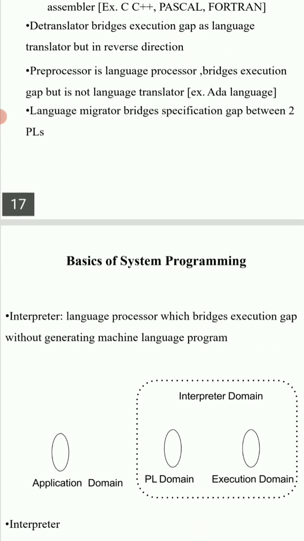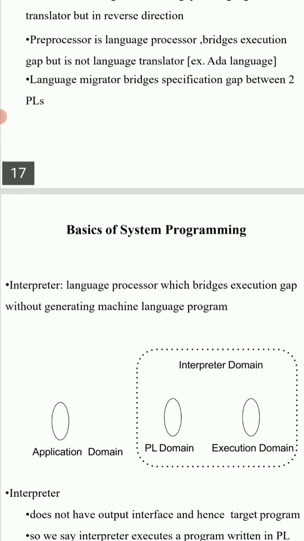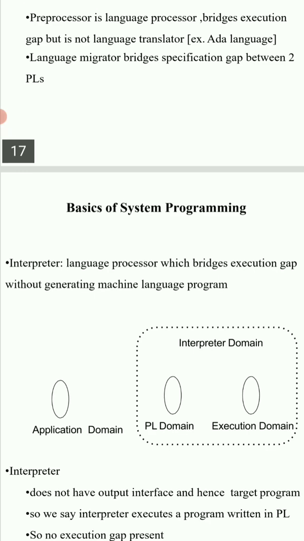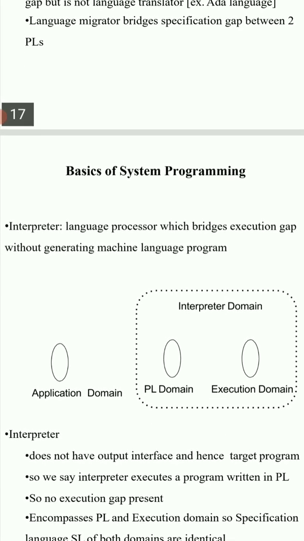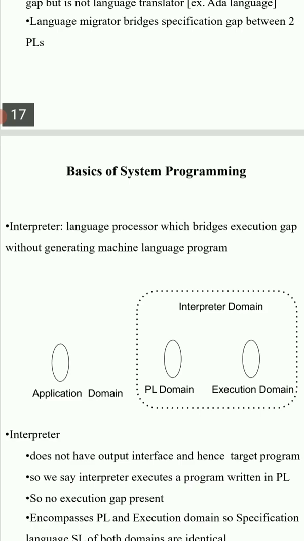Now we can talk about the interpreter. You can see here the diagram of the interpreter domain. It is a language processor which bridges the execution gap without generating a machine language program. मतलब it can bridge the execution gap without generating the machine language program. So we can say the interpreter is useful during program development. Program execution requires either a compiler or an interpreter.